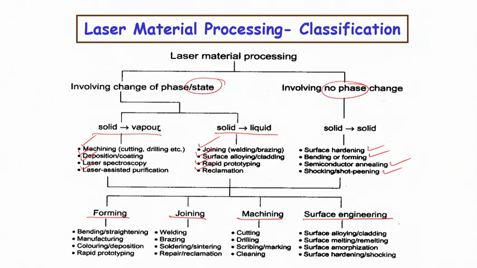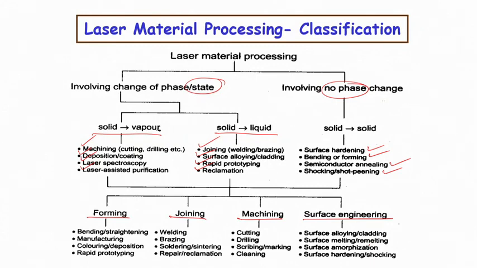Machining is removal, so you can do cutting, you can do drilling. So cutting of longer dimension, or drilling with a much higher aspect ratio, a small hole but drilled through and through. You can do scribing or marking. You can do even cleaning, removal from the surface, a very thin layer. On the other hand, if you're doing surface engineering, then you can do alloying or cladding, you can do melting or remelting, you can do simply heating or hardening or shock peening, or you can even try to amorphize the surface by change of state, by change of microstructural state.